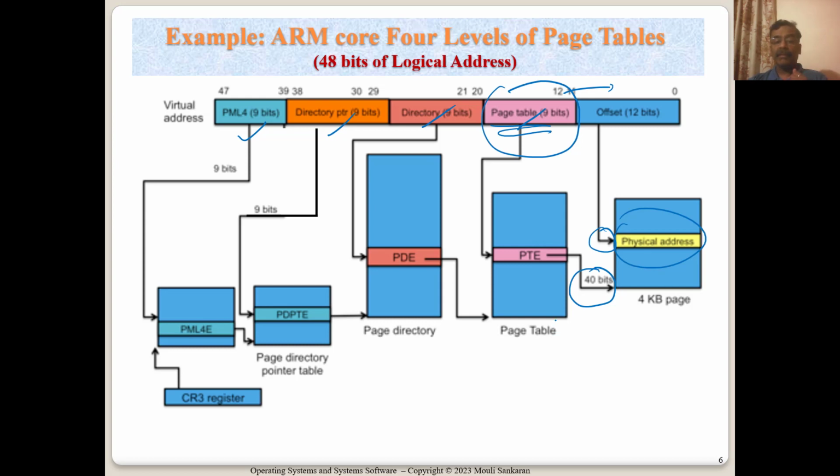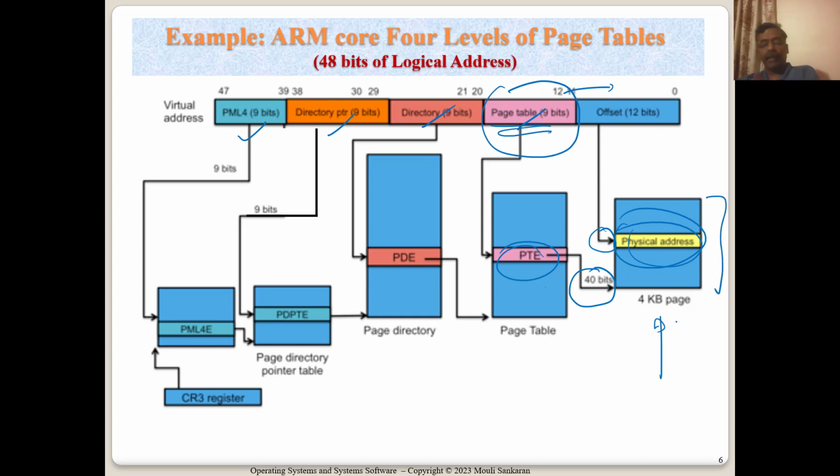Okay, this is where this PT is, and it refers to the base address of this page table, and the offset will give you the frame number. So you get the actual physical address from this page table. So this is the actual 4 kilobyte page, and this is the address you are accessing. Okay, this is the actual physical page.